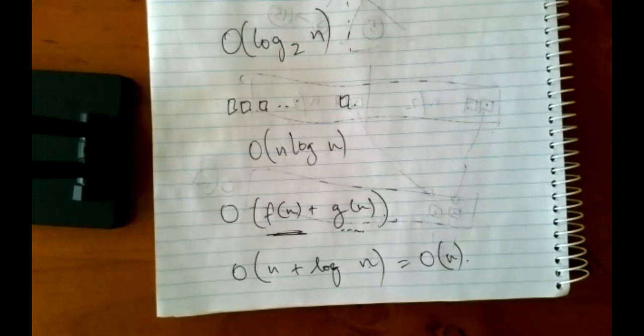Yep. Does that clarify? If you have n log n plus n, well, the n doesn't matter next to the n log n, because the n log n is asymptotically bigger. Yep, got it. Thanks. Okay, cool. Further questions?